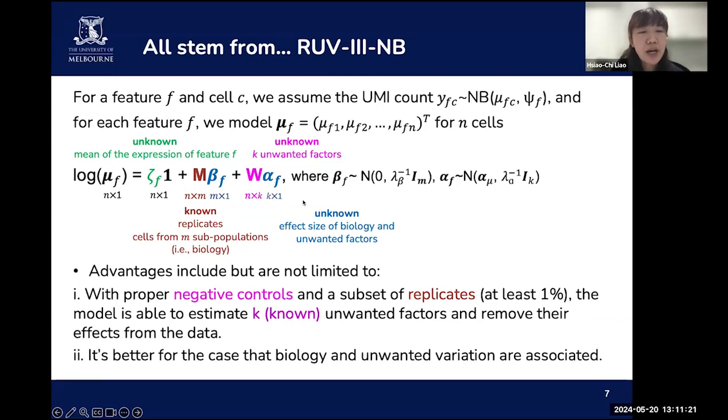Another advantage of this model is that it works better when biology and unwanted variation are associated, because here we account for biology in the model.